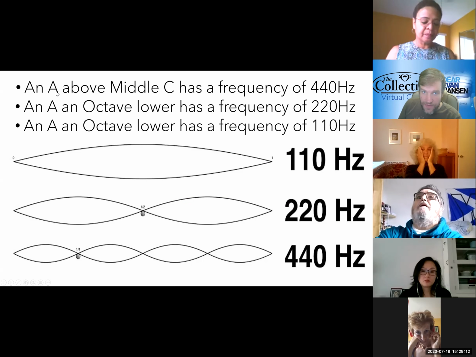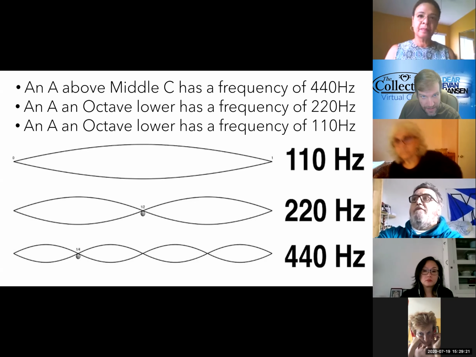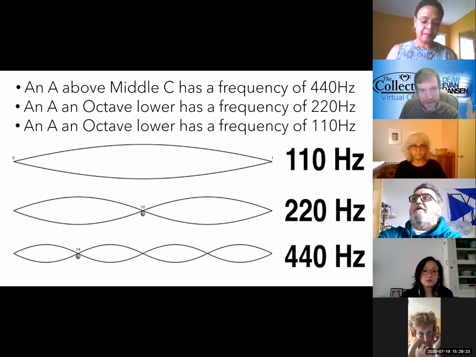An A, the note A above middle C, has a frequency of 440 Hertz. That means the sound wave hits your eardrum 440 times a second. Our brain hears that as an A. If we listen to a frequency exactly half of that, so 220 hertz, we hear that as the same note. We hear it as an A, but it sounds like a lower version of the same note.